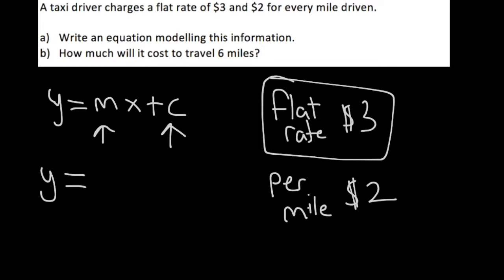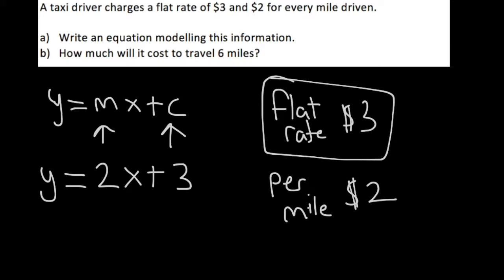Since it's our flat rate, that's the only amount that is going to be charged once you go into a taxi. That value isn't going to change no matter what. Whereas over here next to our m, we have an x attached to it, and that x is actually going to be the number of miles driven in the taxi. Let me show you. So we're going to get our equation y equals 2x plus 3. Now from this equation, we understand that for every mile driven, you're charged $2.